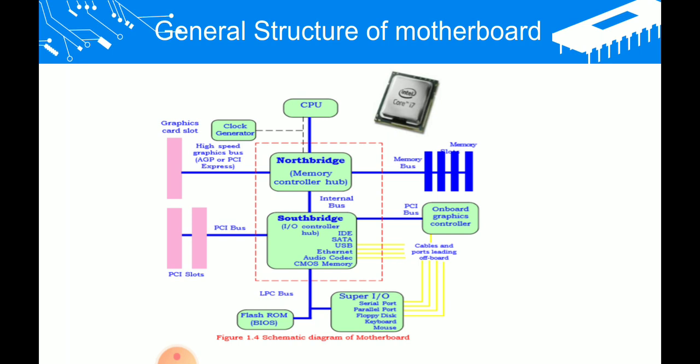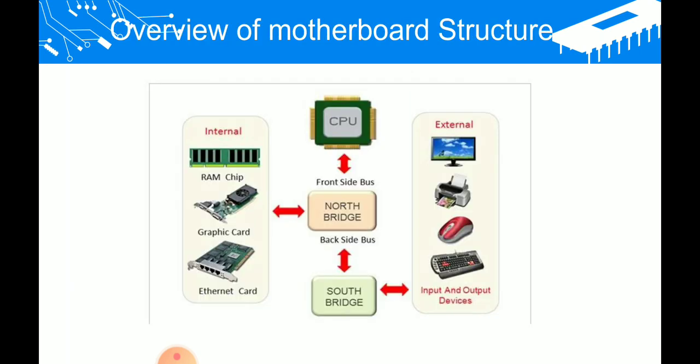Now let's see the components of the motherboard. You can see the overview of the motherboard structure, that is how it is connected. The CPU is connected to the north bridge and south bridge. The south bridge controls all the input and output devices, and the north bridge controls the internal devices, that is graphic card, Ethernet card, RAM chip, etc.